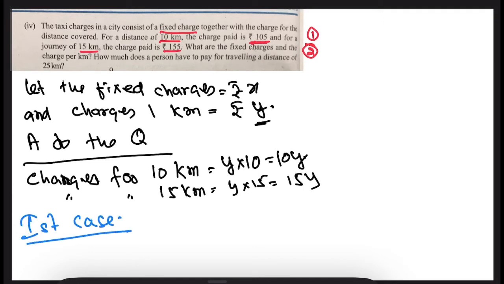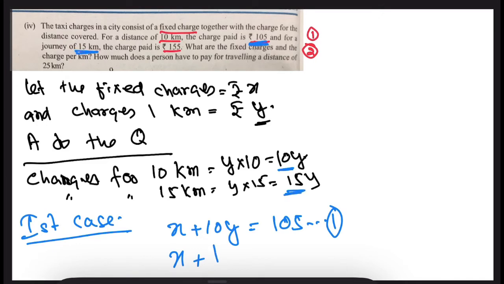Okay. According to the question, X plus how much he traveled? 10Y. How much he paid? Here it is 105 rupees. So X plus 10Y equals 105. This is our first equation. And second equation is what? X plus how much he traveled? 15 kilometer. X plus 15Y, right? So X plus 15Y equals to how much? 155. This is our second equation.